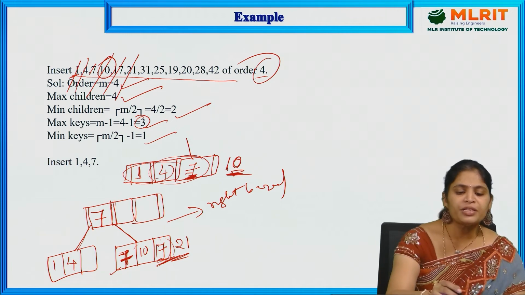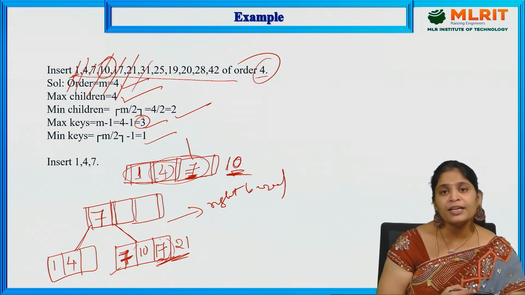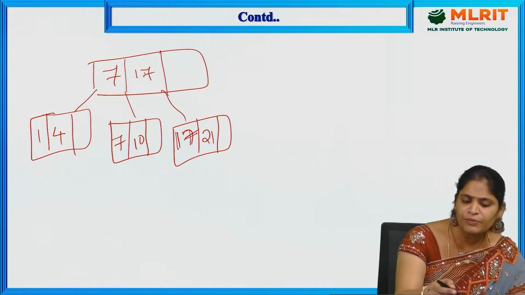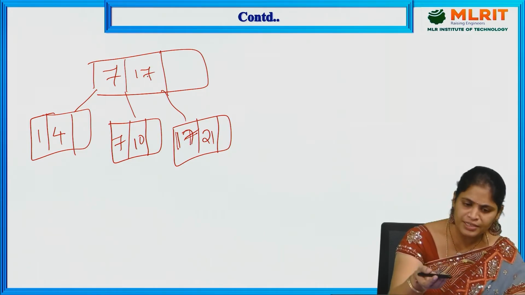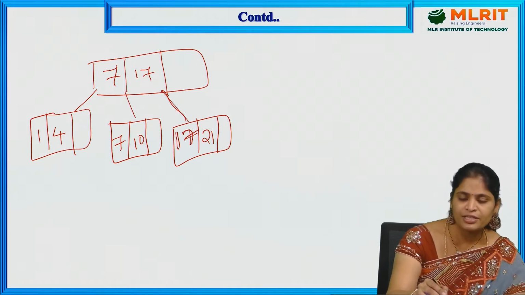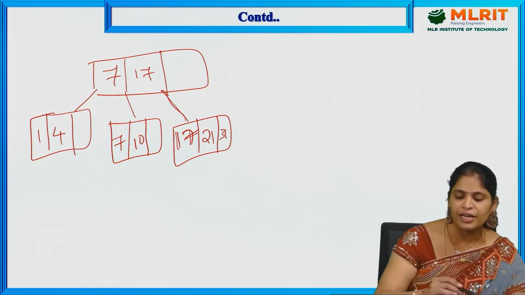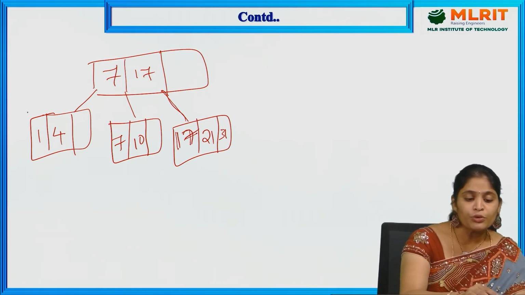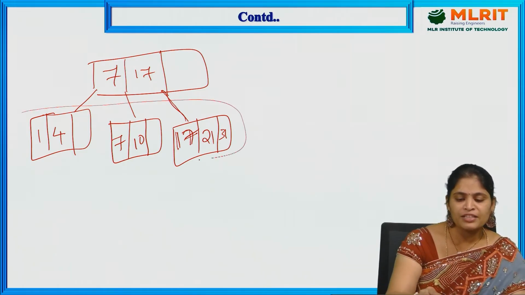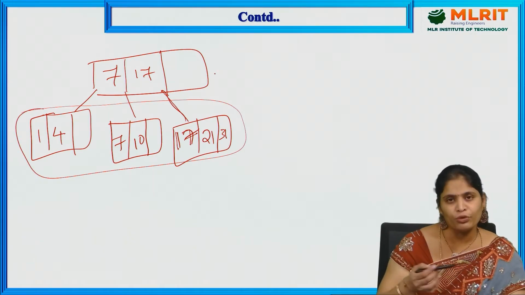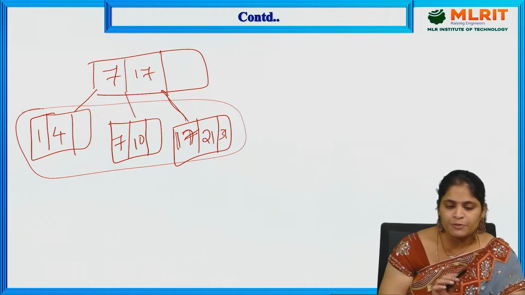Next I need to insert 31. So where should I insert? I used to compare whether 31 is greater than 17. Yes, it is greater than. So I can come to the right part of this 17 and I can insert 31 directly here. Why? Because there is a space in the leaf node. Here you must consider this part is nothing but the leaf nodes part. This is what the index value. That is what root node. Okay. So 31 has been inserted.